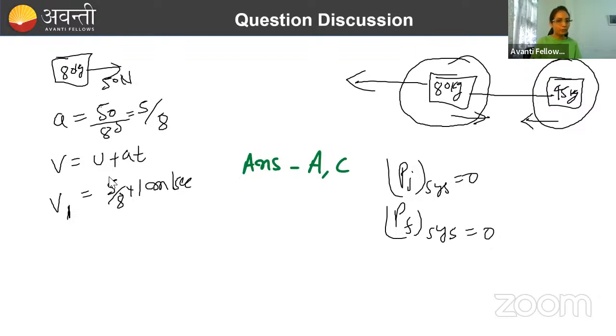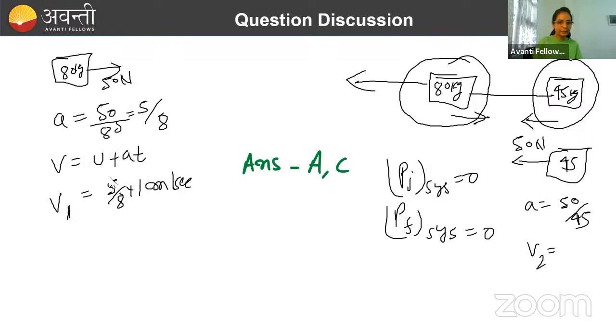Similarly, you can calculate velocity of 45 kg. 45 kg force acting on it is in this direction, 50 Newton. What is the acceleration? 50 by 45. What will be its velocity? That is 50 by 45 meter per second. So if you are going to break it, it will become 10 by 9.